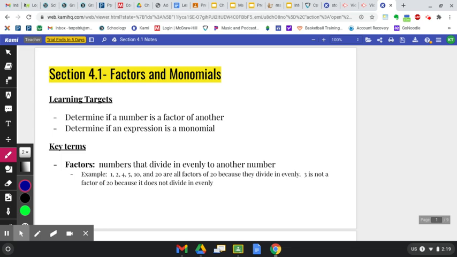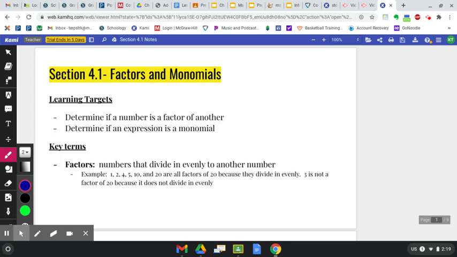Our learning targets are going to be to determine if a number is a factor of one another, and determine if an expression is a monomial. Now, factoring is going to be something that comes up again in algebra, and you'll hit it harder. So knowing the basics and understanding what you're doing when you factor is going to be important.